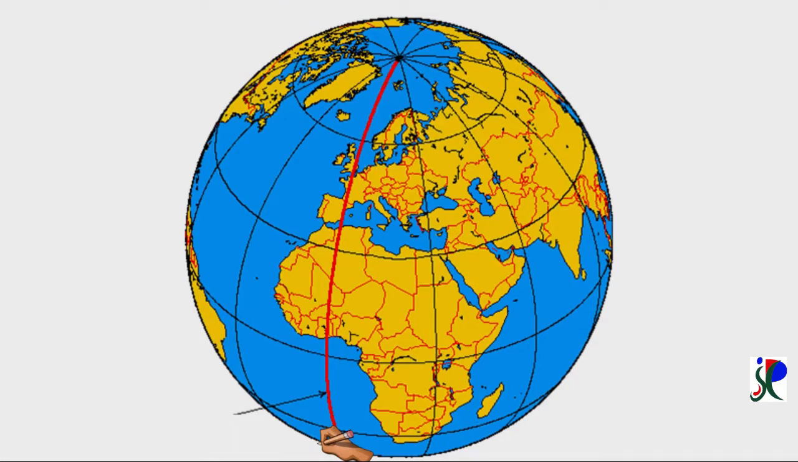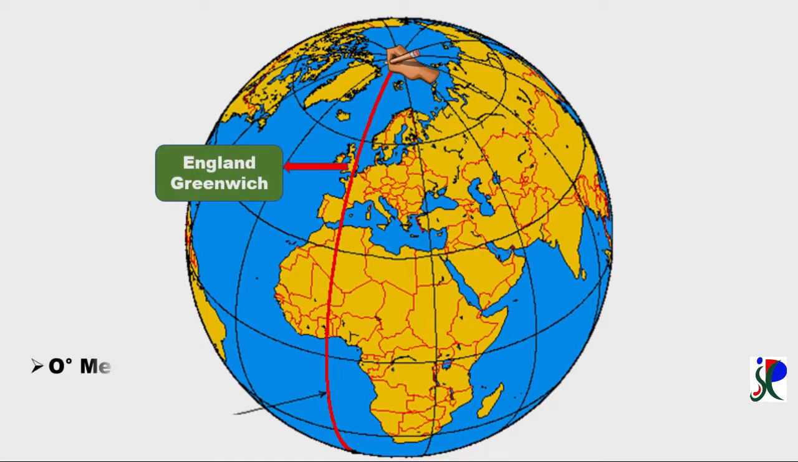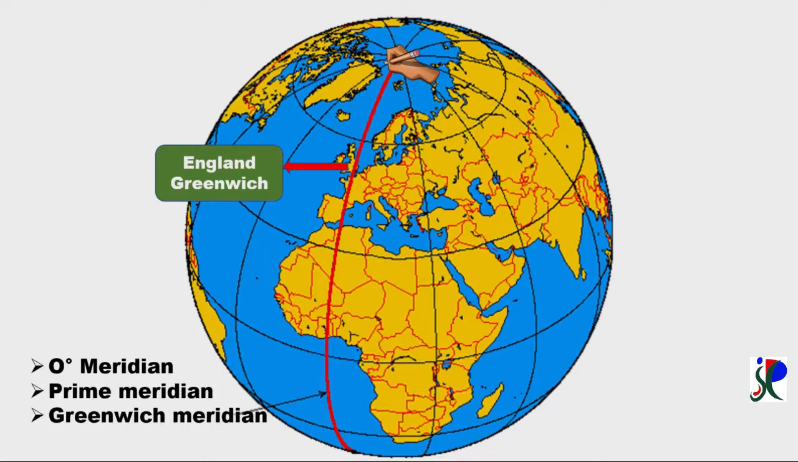The longitude that passes through the Astronomical Observatory at Greenwich, England, is called the 0 degree meridian, prime meridian or Greenwich meridian.